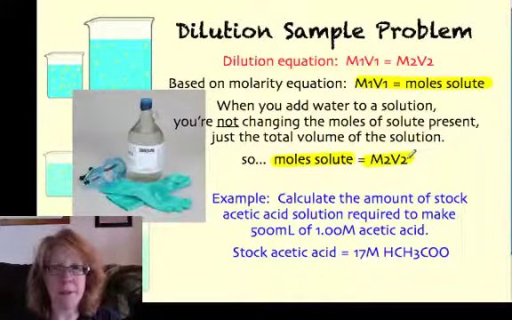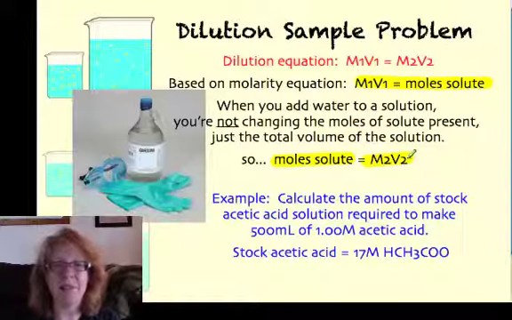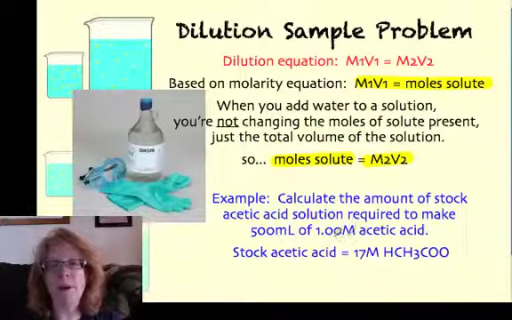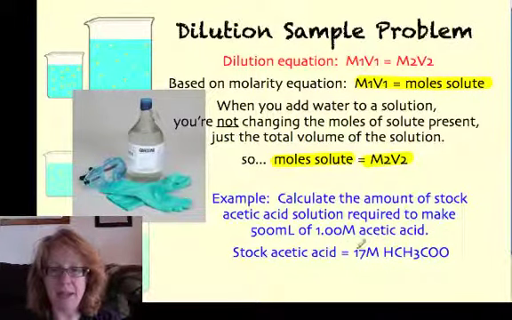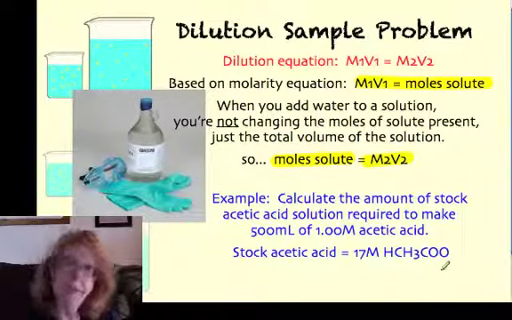So here's your sample problem. Hit pause after you're done reading this one. Again, you might need a periodic table and a calculator to answer this one. What's the amount of stock acetic acid solution that you would need to make 500 milliliters of a 1.00 molar acetic acid solution? Stock acetic acid is 17 molar, incredibly strong, not your household vinegar like you're used to. And the formula for it is HCH3COO. All right, hit pause, solve it, come on back.